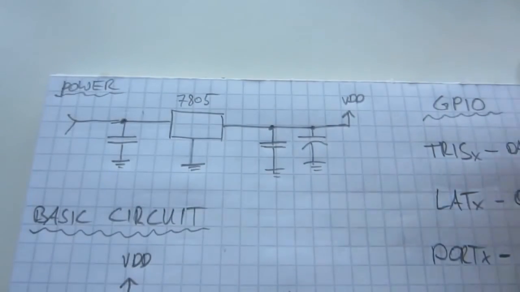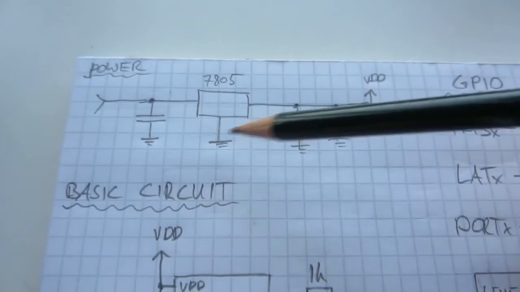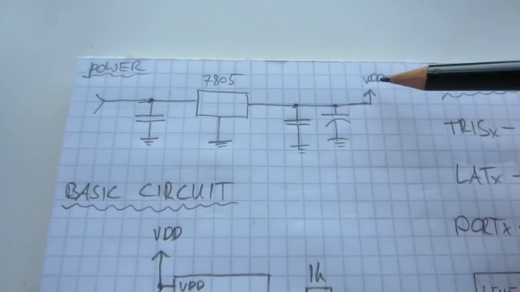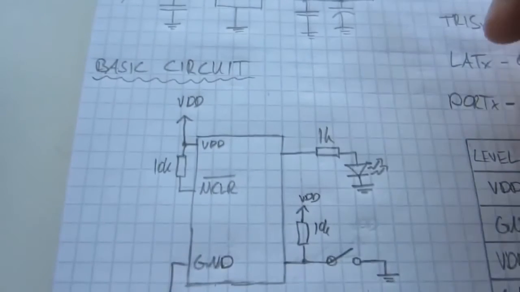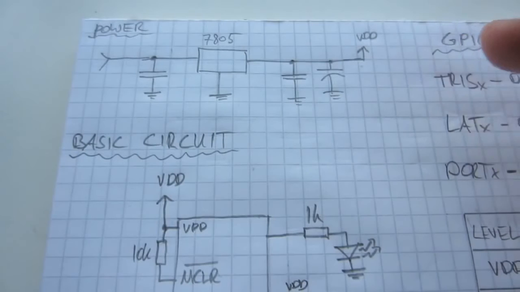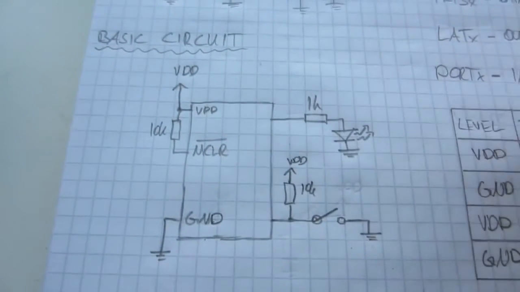Now, for this purpose, the basic circuit looks like this. So we've got our voltage regulator here that creates our 5 volts regulated power supply, which is called VDD here. It could be any operating voltage that the microcontroller can work with. It could be 3.3 volts as well. And the circuit looks like this.